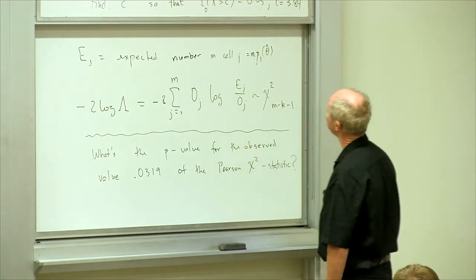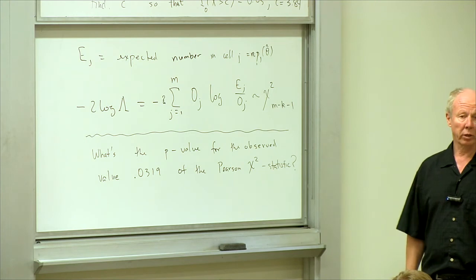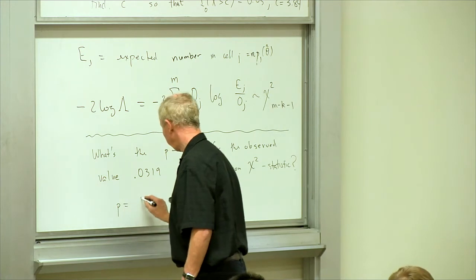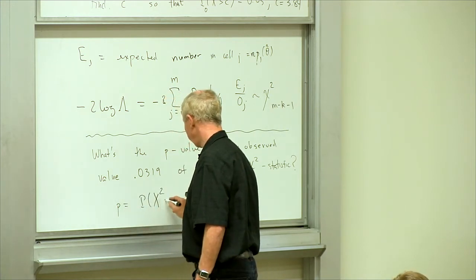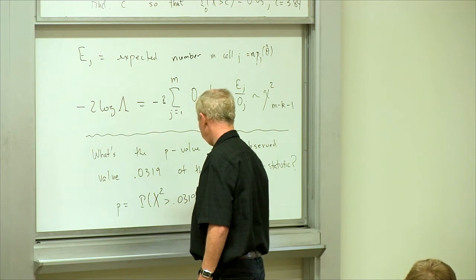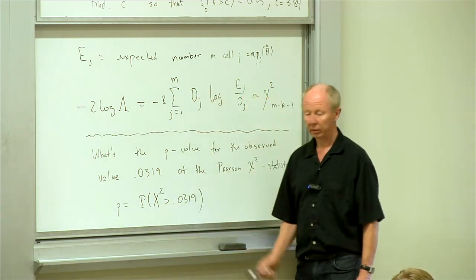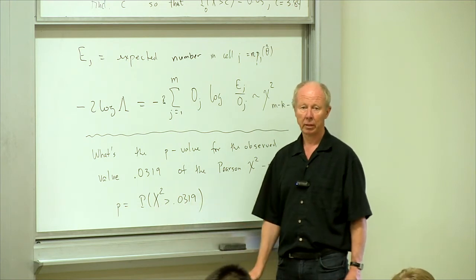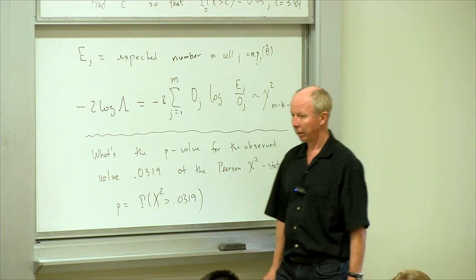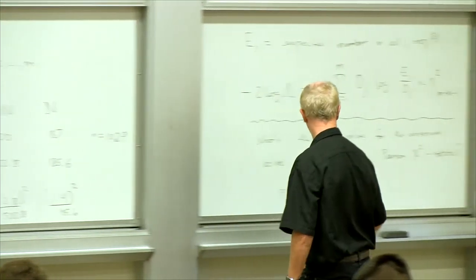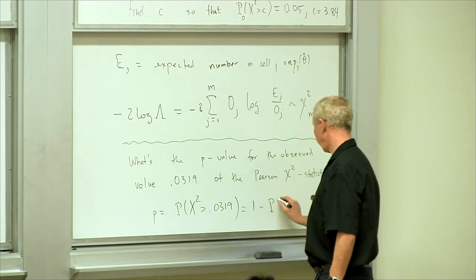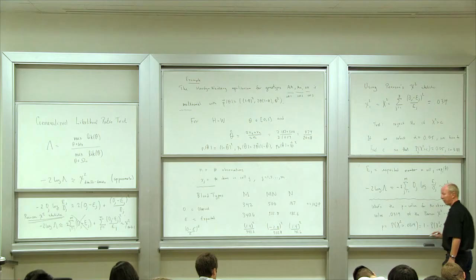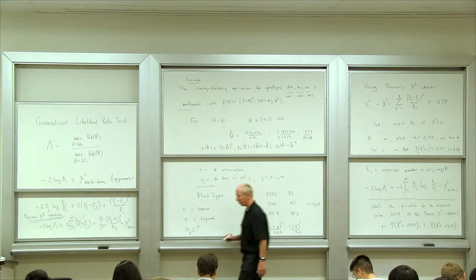Well, that's the probability of seeing a Pearson chi-square statistic at least as extreme. That means p would be the probability that chi-squared with 1 degree of freedom is bigger than 0.0319. This would be more extreme than that. The probability of seeing something more extreme than this is 1 minus the probability that the chi-squared is less than 0.0319. And you can approximately get that from this table, I think.